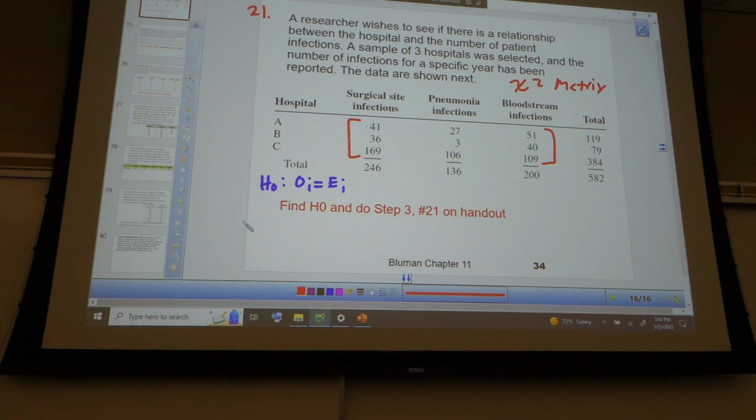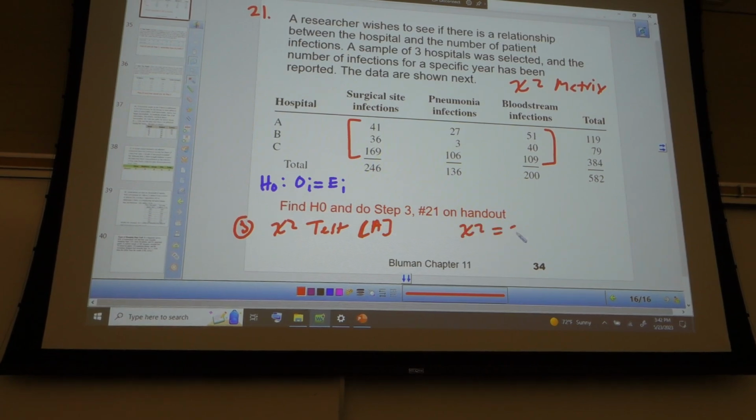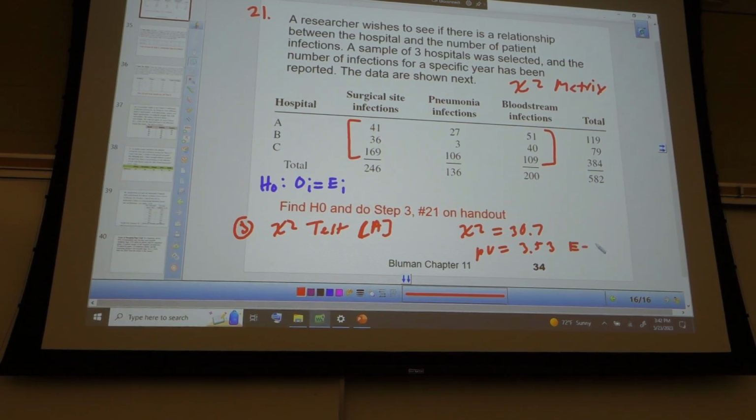And then our step 3, we're going to do our chi-squared test on matrix A, square brackets, and we end up with a chi-squared of 30.7 and a p-value of 3.53. Again, you cannot have a p-value probability more than 1, so it had better be an E negative at the end. It's E negative 6, which means that you put 6 zeros down, and then your 353. The decimal place goes after the first 0.